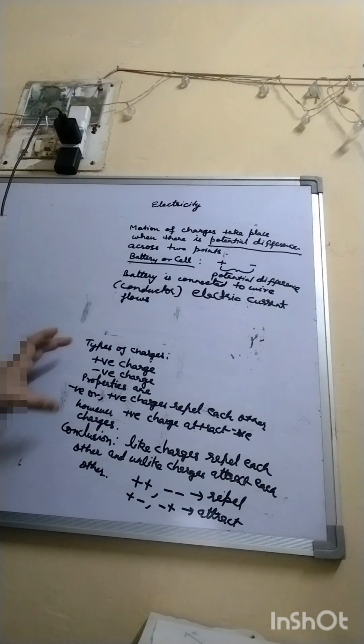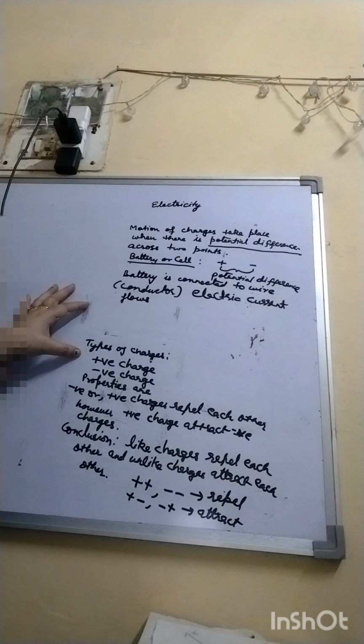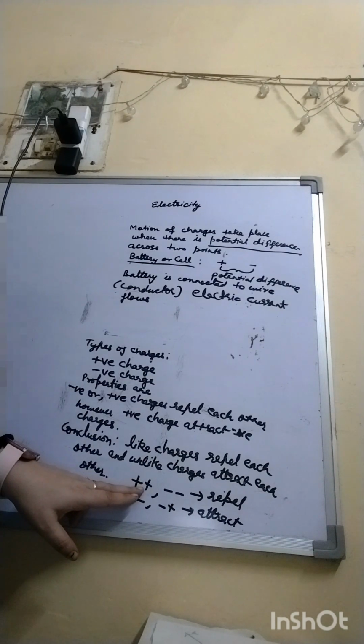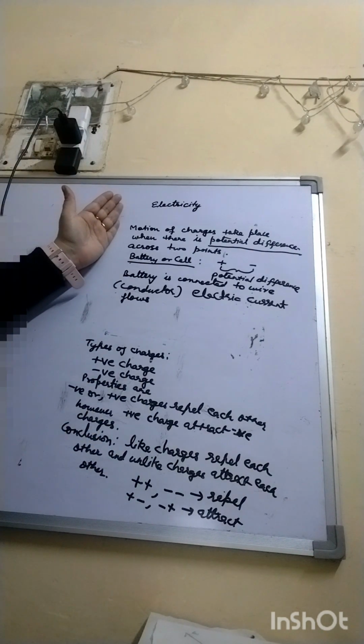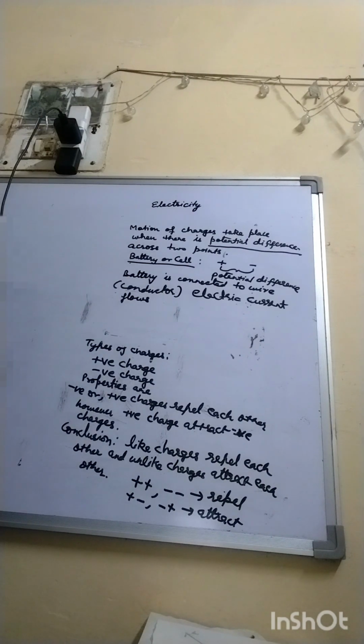So we studied that there are two types of charges. When they are at rest, that is static electricity. When they are in motion, we call it electric current or dynamic electricity. Like charges repel each other, whereas unlike charges attract each other. Now, motion of charges takes place when there is a potential difference, and that potential difference is created with the help of chemicals, in a battery or a cell. So when you connect a battery to a wire which is a conductor, then electric current flows.